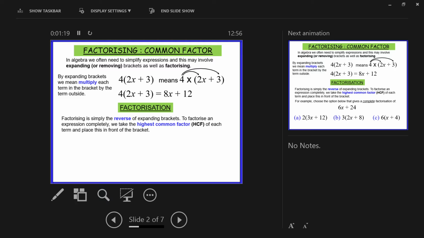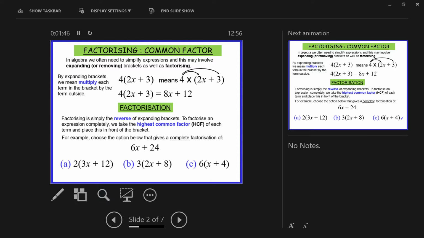Factorizing is simply the reverse of expanding brackets. So, to factorize an expression completely, we take the highest common factor of each term and place it in front of the bracket. Okay, so, for example, choose the option below that gives a complete factorization of 6x plus 24.